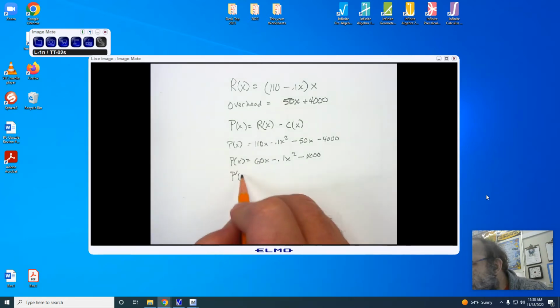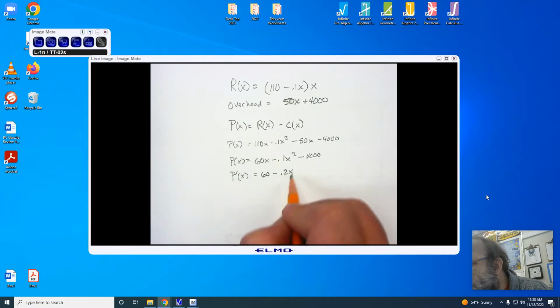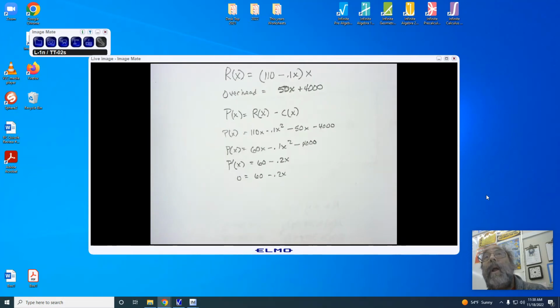Taking my derivative, I end up with 60 minus 0.2x, which means that 0 equals 60 minus 0.2x. I'm now going to solve. 1/5 x equaling 60 means that x is 300 smartphones.